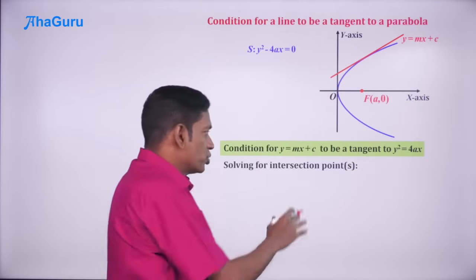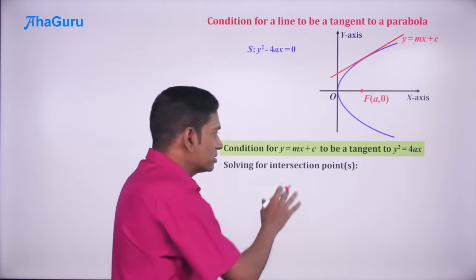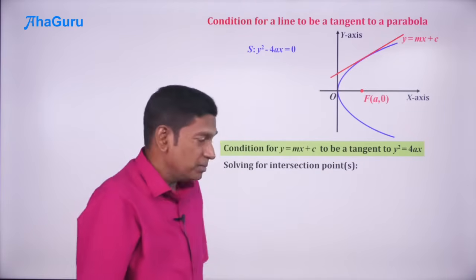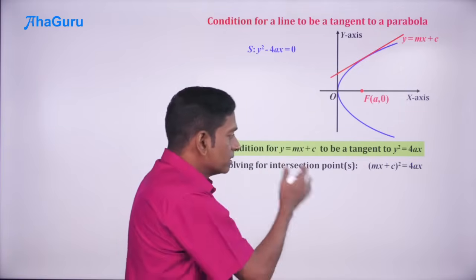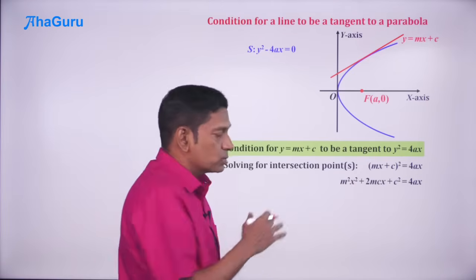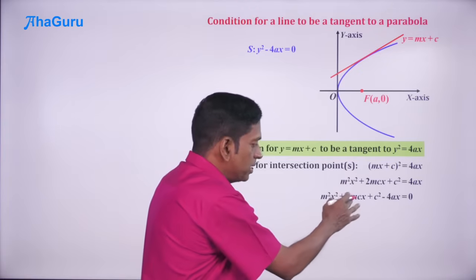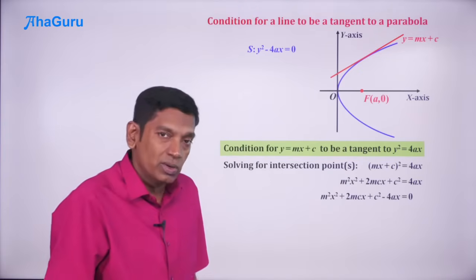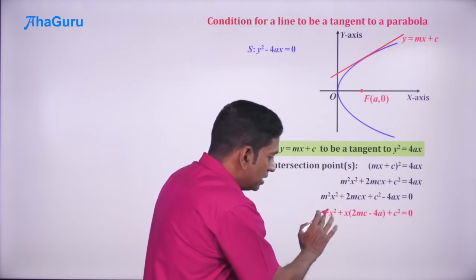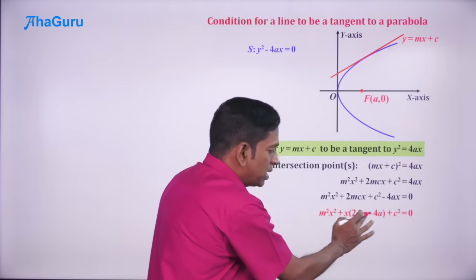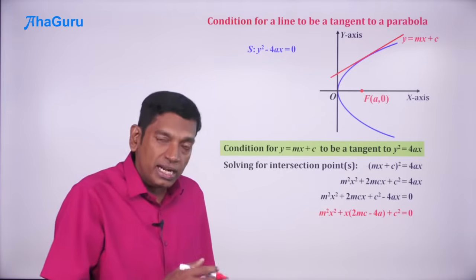Now, technically we should put x1, y1 and then solve, but that will just make it more cumbersome. So, I am just going to directly substitute the y. That means (mx plus c) whole squared will equal 4ax. Now, if you expand, you get m squared x squared plus 2mcx plus c squared equals 4ax, or m squared x squared plus 2mcx plus c squared minus 4ax equals 0. Now, we can take the x term out: m squared x squared plus x times (2mc minus 4a) plus c squared equals 0. Now, this is clearly a quadratic in x.